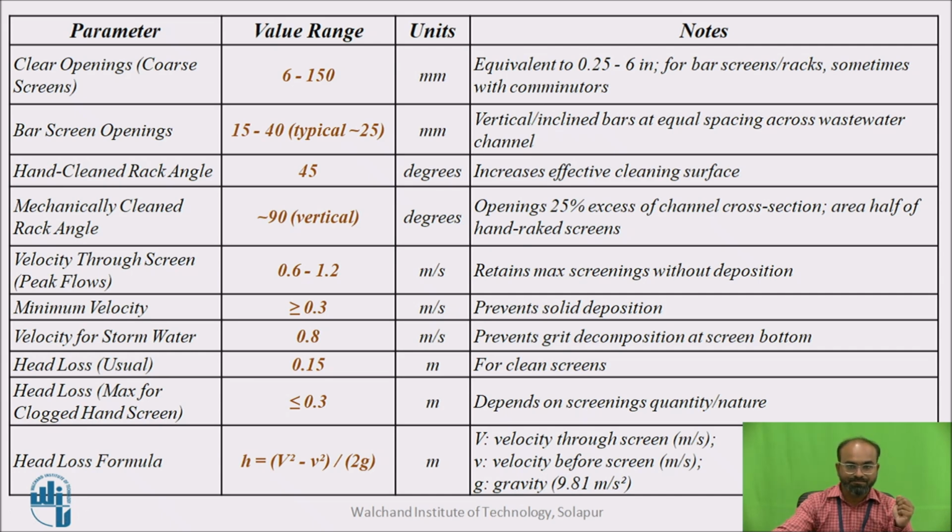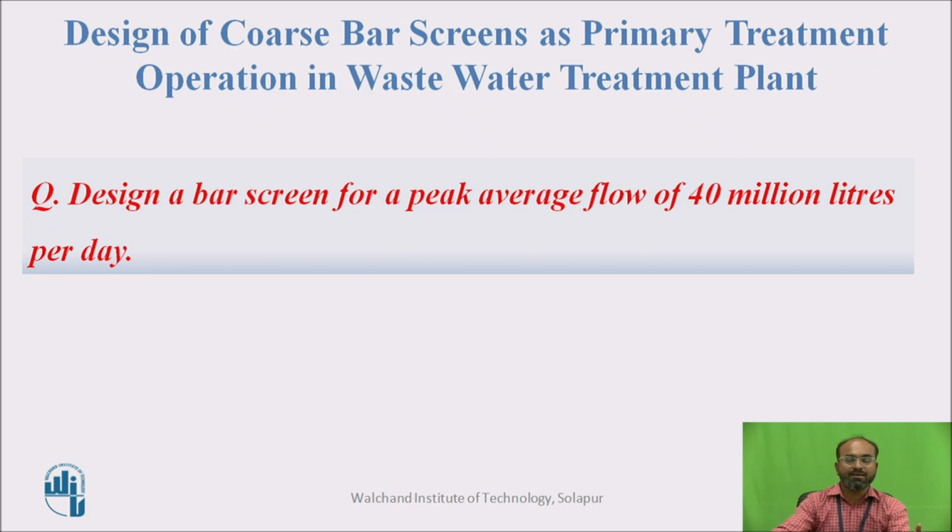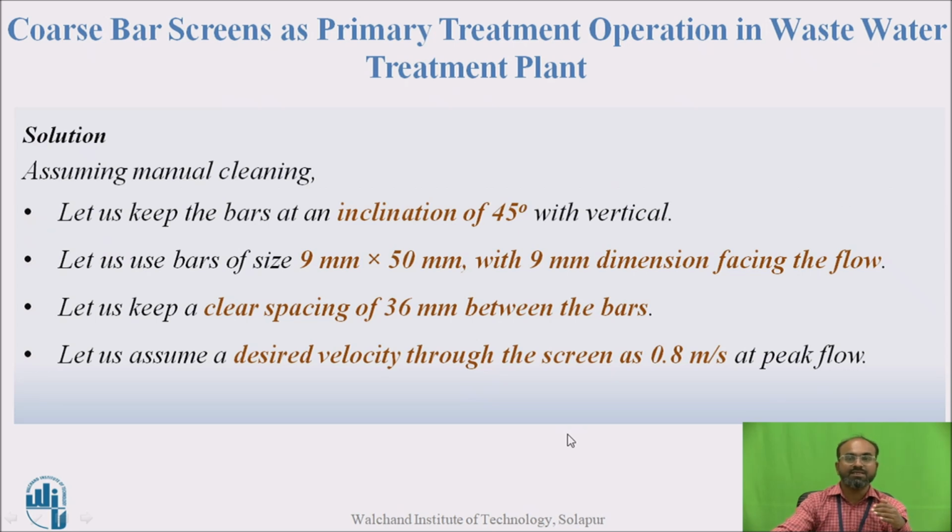Now we will try to design a bar screen which is not mechanically cleaned. It can be considered a coarse screen or a rack, but it is hand cleaned. So the question would be: design a bar screen for a peak average flow of 40 million liters per day, that is 40 MLD. For that, first we have to consider various range values. Like I am inclining these coarse screens by 45 degrees with the vertical, that is the first assumption.